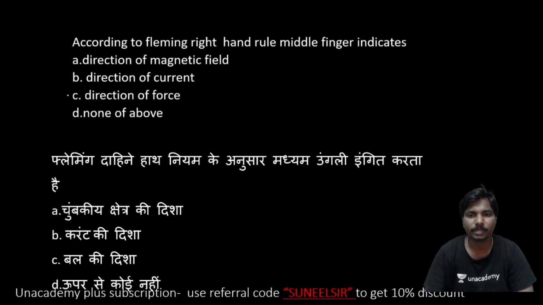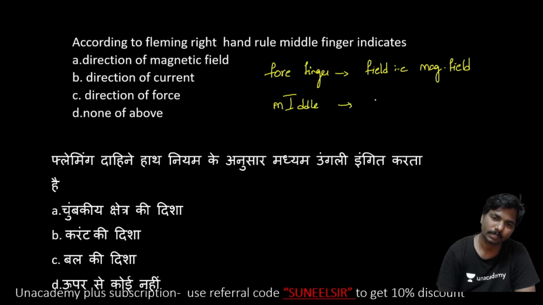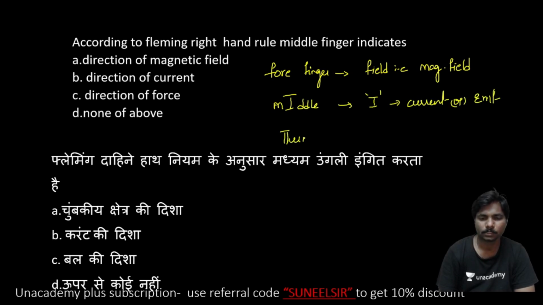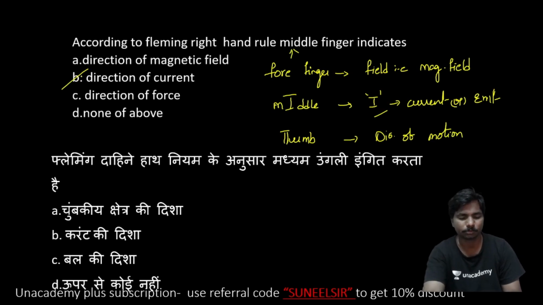According to Fleming's right hand rule, the middle finger indicates dash. Just now I have given the indications of the fingers, which are the same. Forefinger gives F for field, the magnetic field. Middle finger, I for current or EMF. Thumb gives the direction of force or motion. They are asking the middle finger, I for current, so we can give the answer as option B.